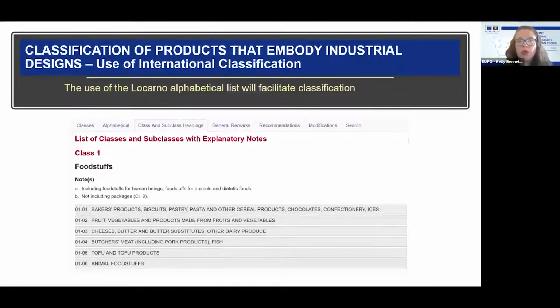The EUIPO uses design class, which is based on the Locarno Classification, and the applicants do not themselves have to classify the products in which their design is intended to be incorporated, but it is highly recommended in order to speed up the registration procedure.